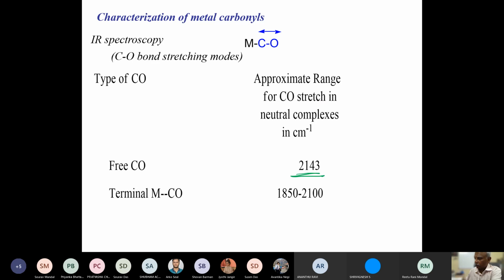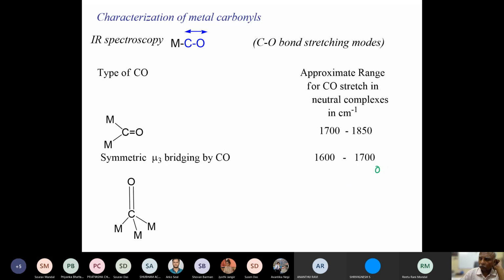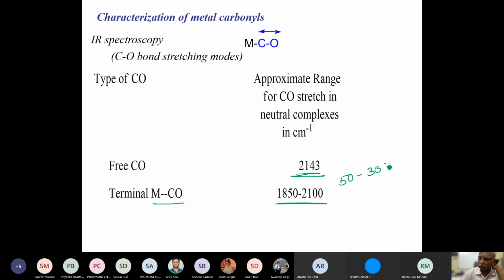So in all the complexes where there is a terminal carbon monoxide, the stretching frequency comes down by about 50 to 300 centimeter minus 1. So we have a significant decrease in the stretching frequency of carbon monoxide.